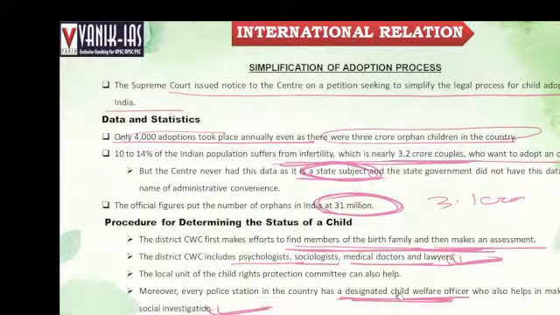Moreover, every police station in the country has a designated child welfare officer who helps in making the social investigation. So the most important thing here is that there are 3.2 crore couples who are infertile and want to adopt an orphan, but the legal procedure is not so simplified, and because of it only 4,000 adoptions take place annually. Then there is the CWC, and there is the designated welfare officer in every police station to look into this matter. Okay, next.